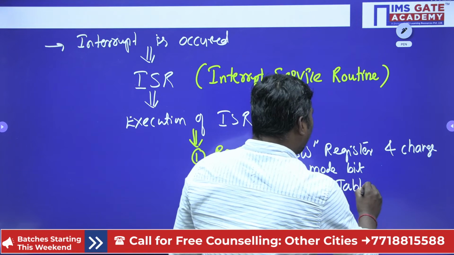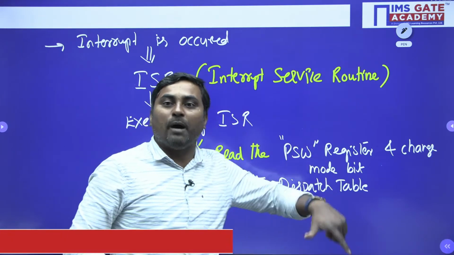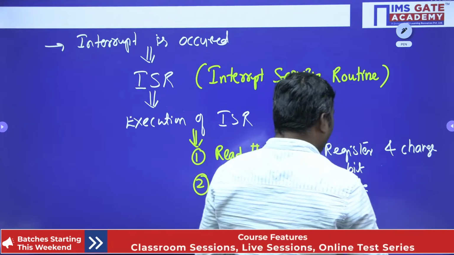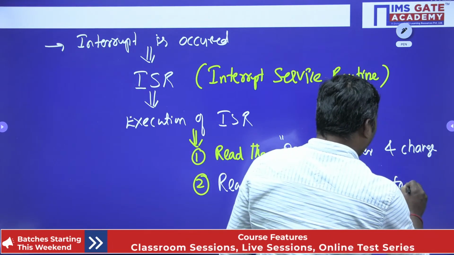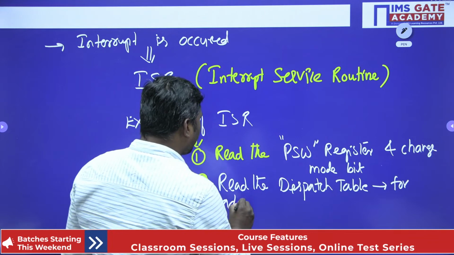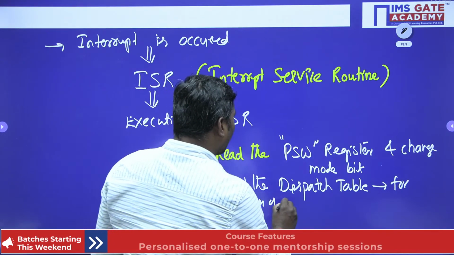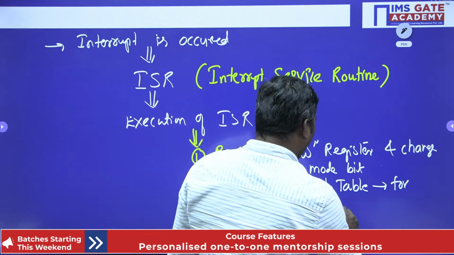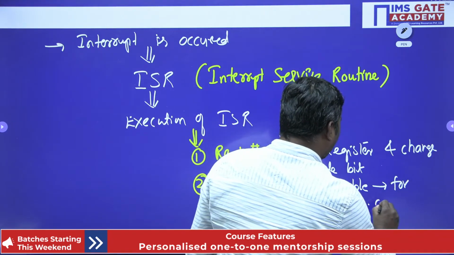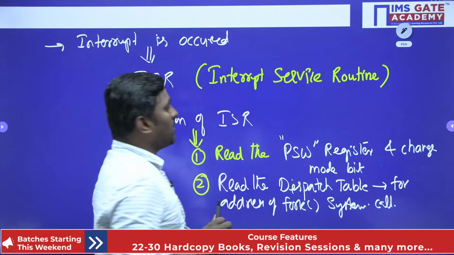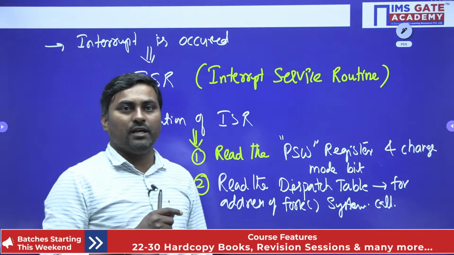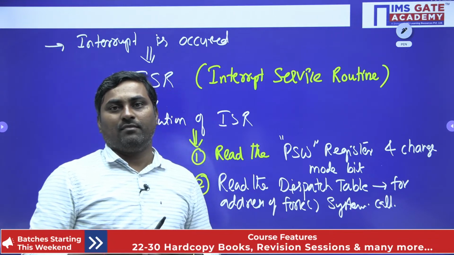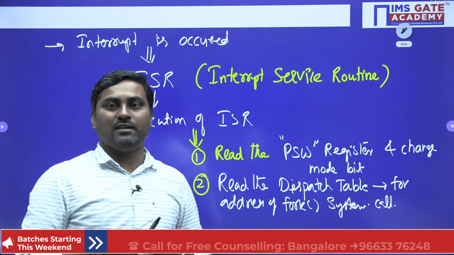Once we change the mode bit, you have jumped into kernel mode. Now you have to read the dispatch table, for what? For the address of the fork system call. This is the point you have to understand. Is this step clear?